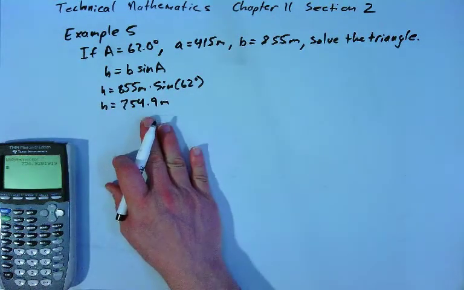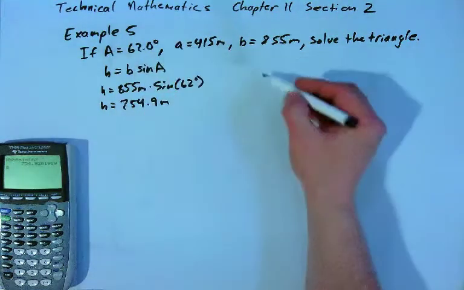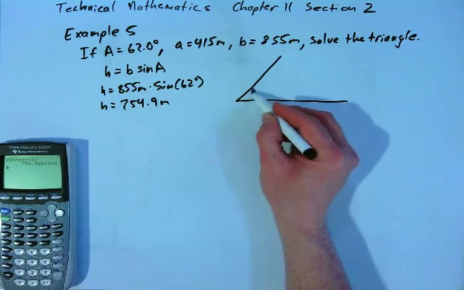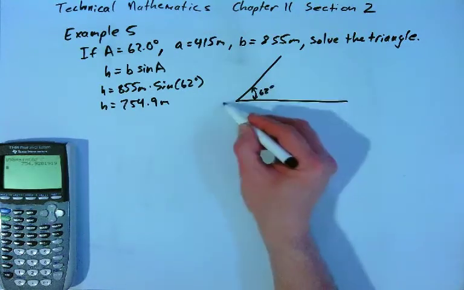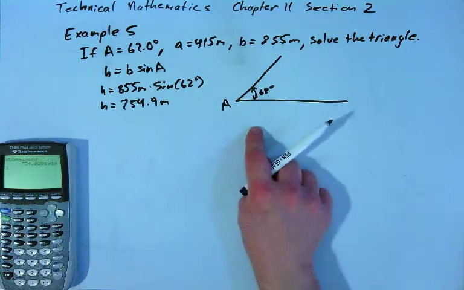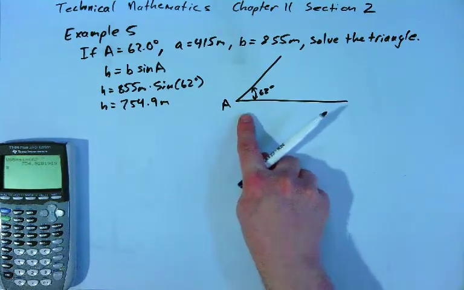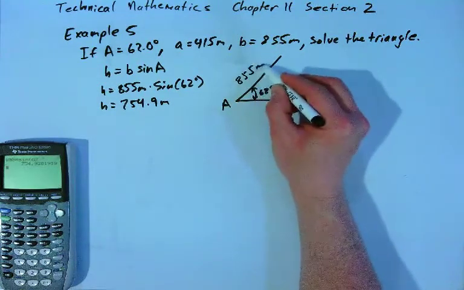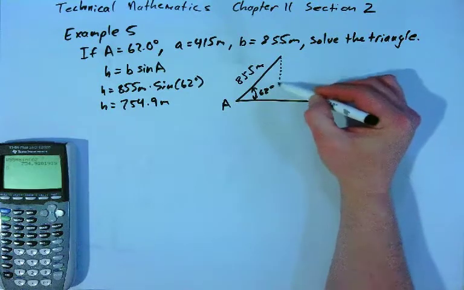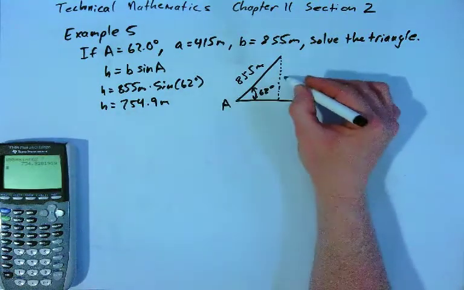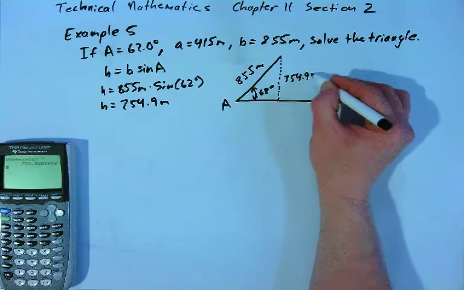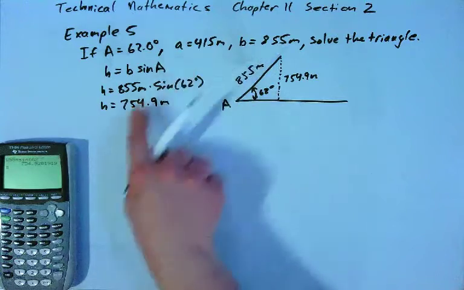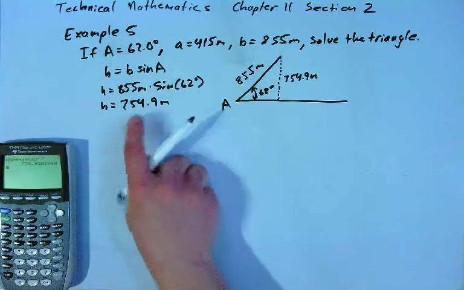So it's helpful to sketch the triangle so that we can imagine this. Angle A is 62 degrees, so sort of a large angle. And side B, which is this side, is 855 meters, and H is 754.9 meters. And so A is 415 meters, H is 754.9.